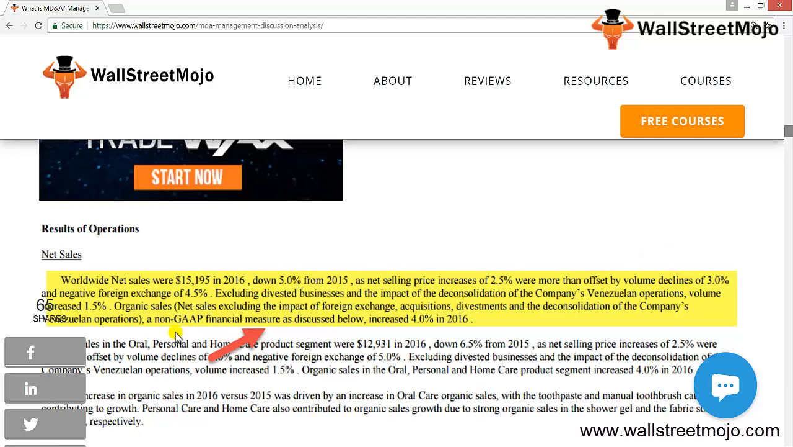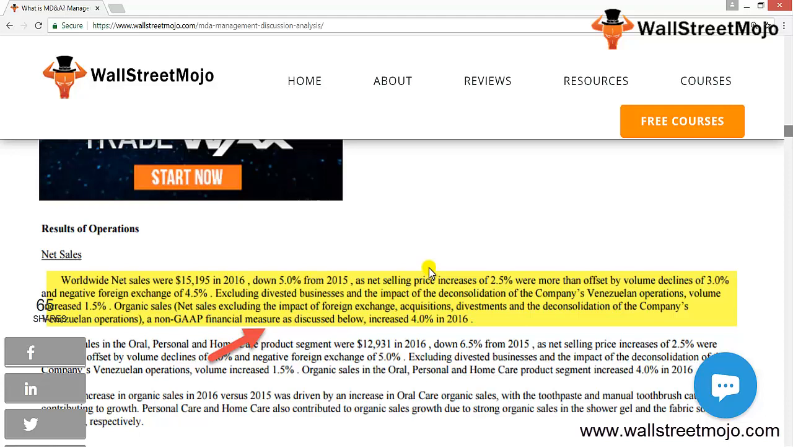So Colgate's net sales is down over here by 5% in 2016 as compared to 2015 due to the volume decline of close enough to 3%, and negative foreign exchange impact of close enough to 4.5%. Colgate notes the organic sales of oral, personal, and home care product segment increased by around 4% basically in 2016. Let's see some of the discussion on the segment results.